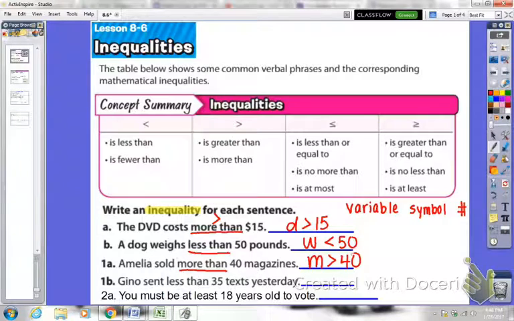Gino sent less than 35 texts yesterday, so T for text messages, smaller than 35, so less than 35. You must be at least 18 years old to vote, so your age, A for age. If you look at the chart here, at least is greater than or equal to 18. So the minimum you could be is 18, or you could be anything older than that.